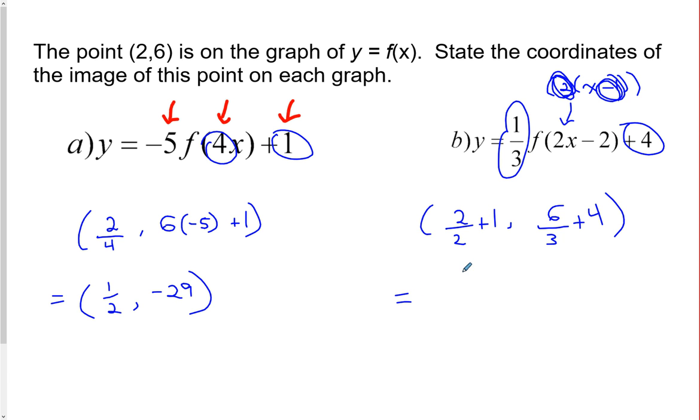So what's that going to work out to? 2 divided by 2 is 1, plus 1 is 2. 6 divided by 3 is 2, plus 4 is 6. So this one actually doesn't change. This point is called an invariant point. It's one of these points that when it goes through the transformations, it doesn't actually move. It happens to be on both our parent function and on our transformed graph, which is kind of neat.